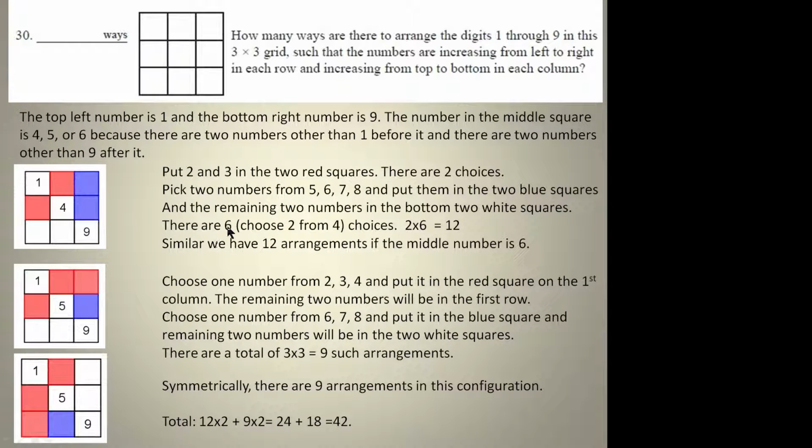How about if the middle is 6? It's the same as the middle 4, so you will have 12 arrangements. So with the middle 4, you have 12 arrangements. With the middle 6, you have 12 arrangements. So 12 plus 12 is 24, 12 times 2. If you have 5, you have 9 for this and 9 for this, so 9 times 2 is 18. The total is 24 plus 18, 42. So this is pretty cool.